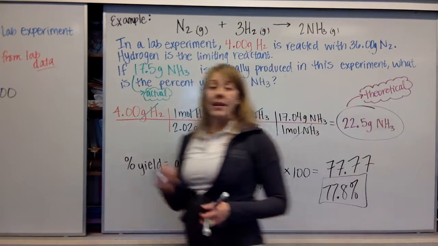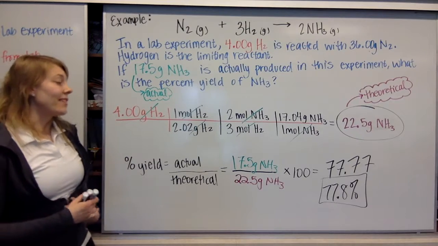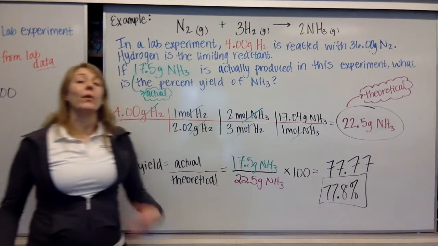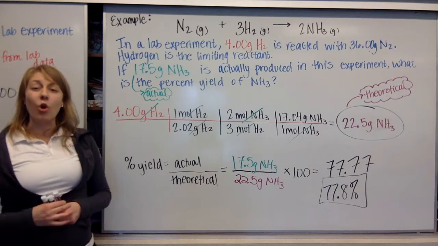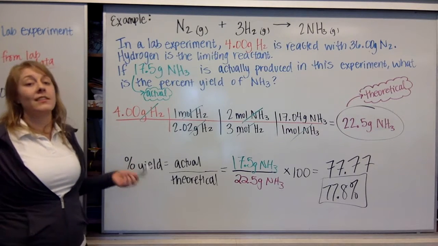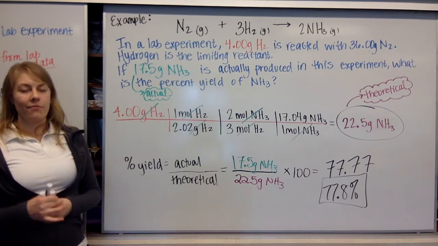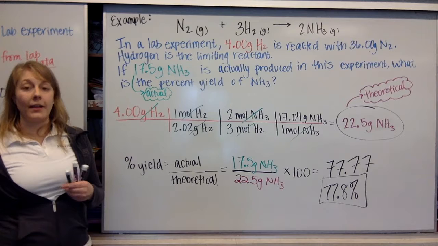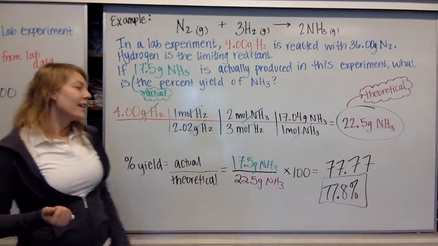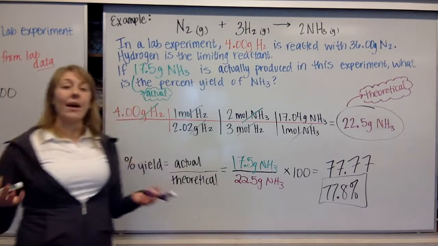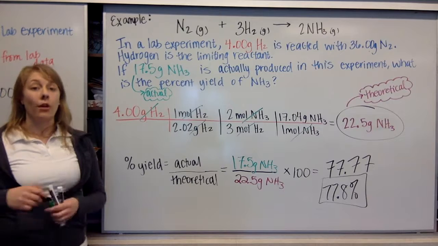Okay? What that means is that in our experiment in the lab, we produced 77.8% of what we should have produced. Not an incredibly successful experiment. Our goal is always to be producing 100% of what we should be producing. If there are no errors, right, not just human error, but some unavoidable lab errors, this is 100%. So the higher the percent yield, the better your experiment protocol was.